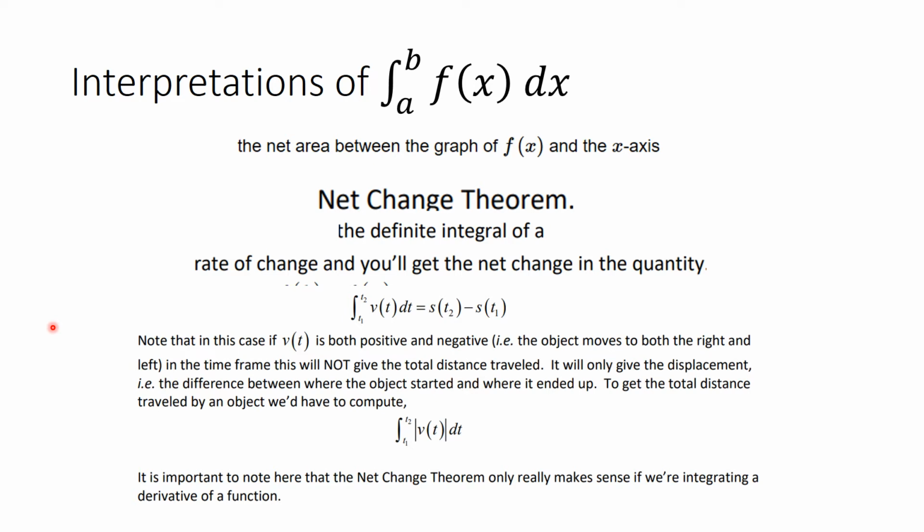To get the total distance traveled by an object, you'd have to compute the integral from t1 to t2 of the absolute value of v of t. And it's important to note here that the net change theorem only really makes sense if we're integrating the derivative of a function.